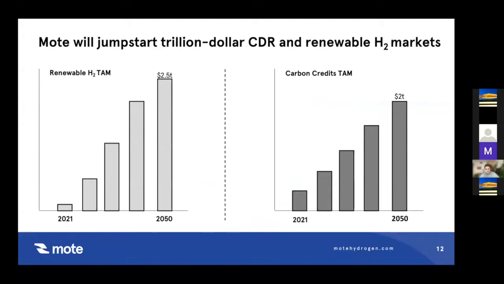So the markets for renewable hydrogen and for carbon removal are both going to be trillion-dollar markets. No one knows exactly how many trillions of dollars the total available market is, but we know it's that order. And since we have this really unique way of producing massive amounts of renewable hydrogen and carbon removal at billion-ton scale, we're hoping to really help kickstart the build out of the infrastructure needed for this scale.